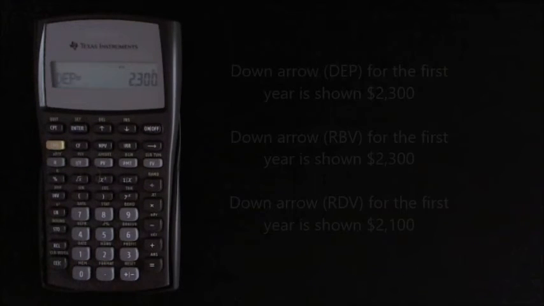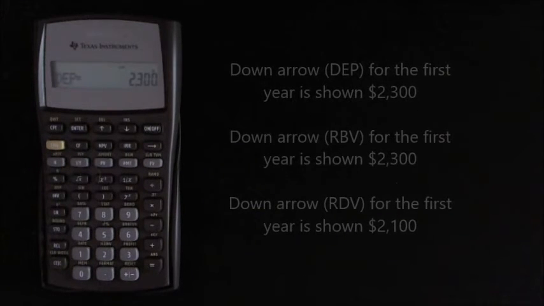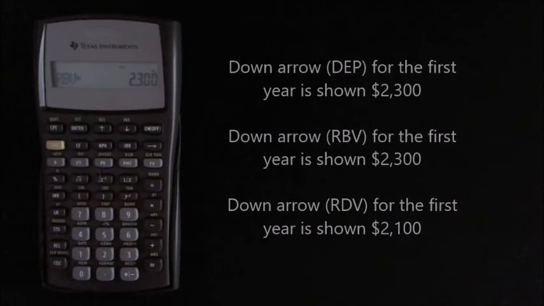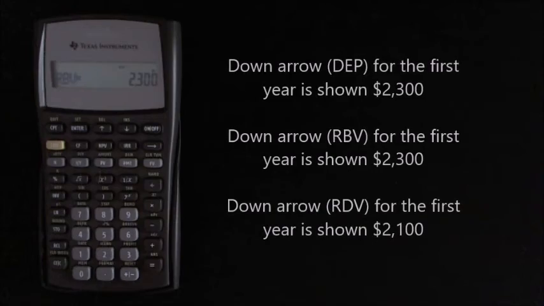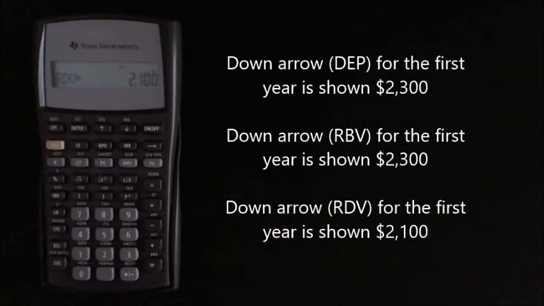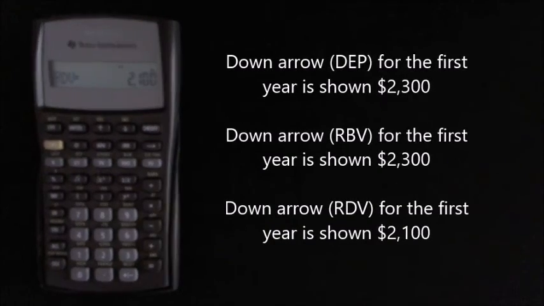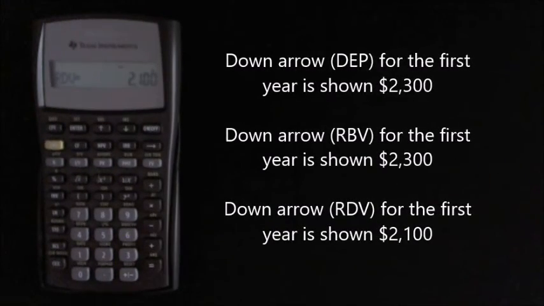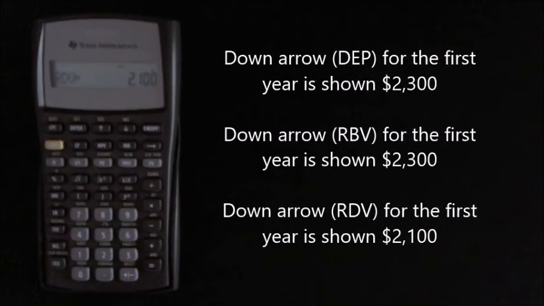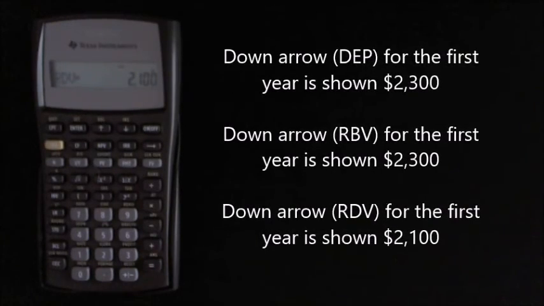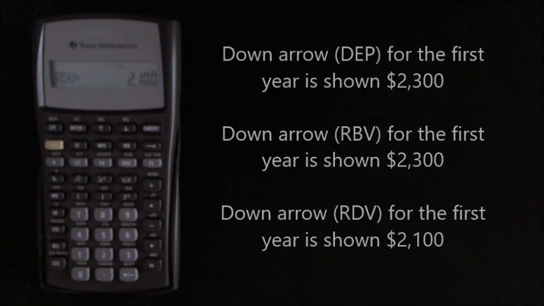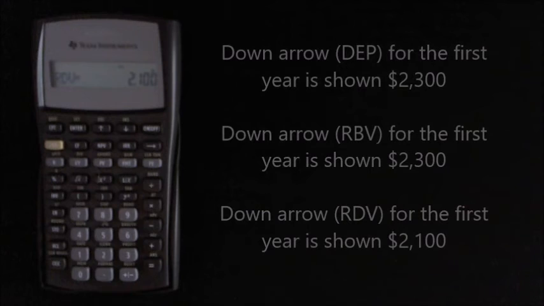And we get the depreciation of $2,300, giving a remaining net book value of $2,300 and the remaining depreciation value of $2,100. You'll notice the remaining depreciation value is the same as the remaining net book value minus the salvage value of 200, which gives us $2,100.